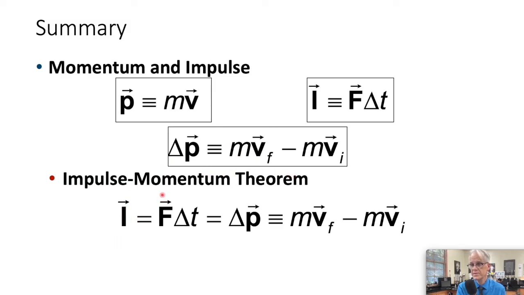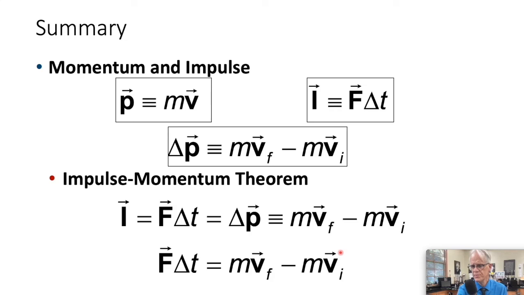The impulse is force times time, which is our change in momentum, which is mass times final velocity minus mass times initial velocity. Probably the most useful form of all of this is that the force on an object times the time that force is being applied is going to equal the mass times the final velocity minus the mass times the initial velocity.